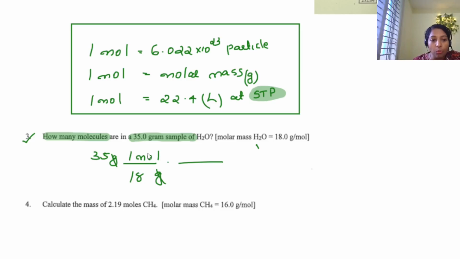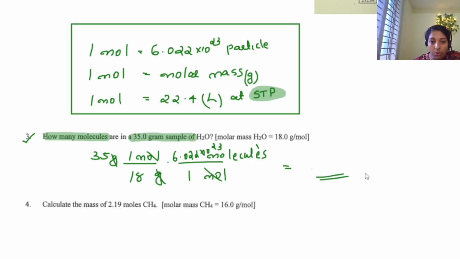The question is about molecules, how many. So one more conversion factor is needed. Now mole you need to cancel, so mole should be at the bottom and molecule should be at the top. What's the relationship? 1 mole is equal to 6.022 times 10 to the power of 23 particles. That is the relationship. Now see the unit, molecule. That's all, you can calculate that many molecules.